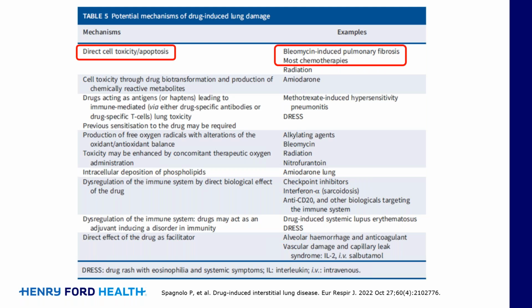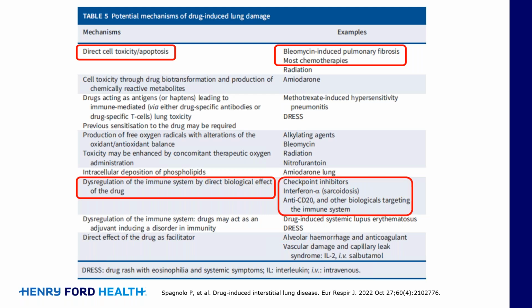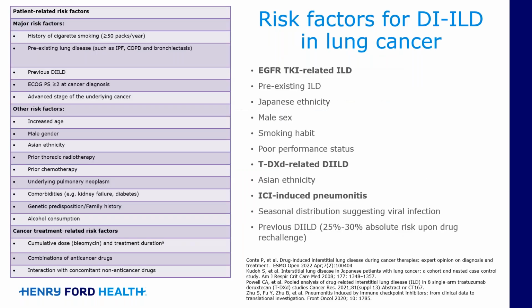And our focus, as I mentioned, direct toxicity is important, specifically in cytotoxic agents, but also more recently, dysregulation of the immune system, which has been described in checkpoint inhibitor toxicity and other biologics.